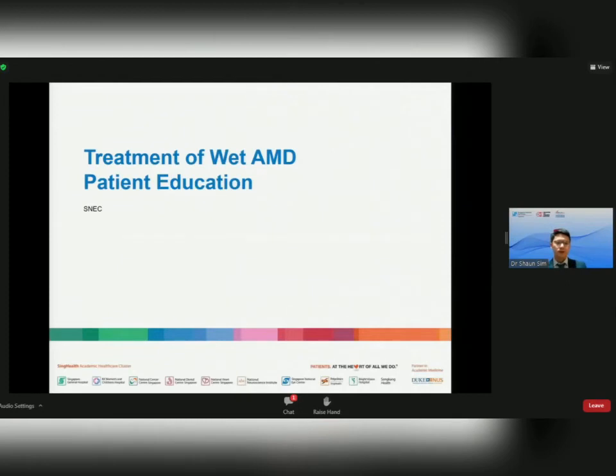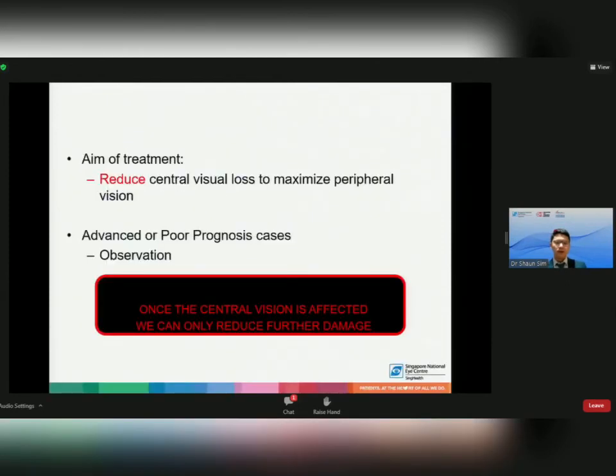Now, as for the treatment of wet AMD, our aim is really just to reduce visual loss and to maximize peripheral vision. So age-related macular degeneration of the wet form typically causes central visual loss, as I mentioned just now, and peripheral vision is typically intact. So our treatment is aimed towards reducing central visual loss.